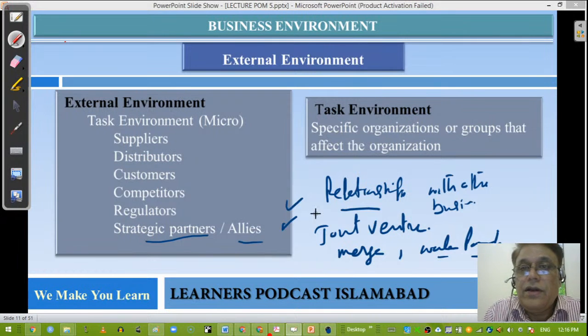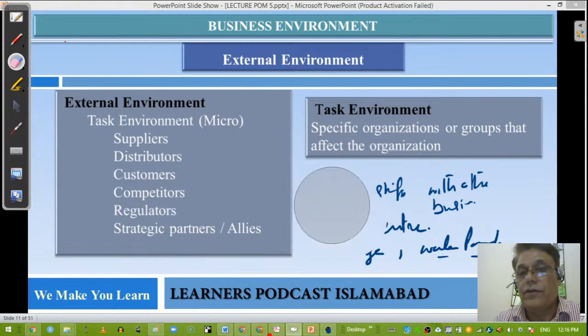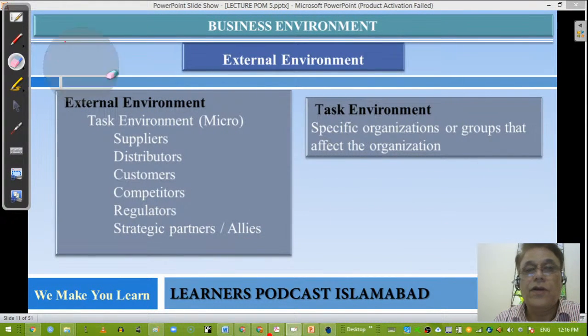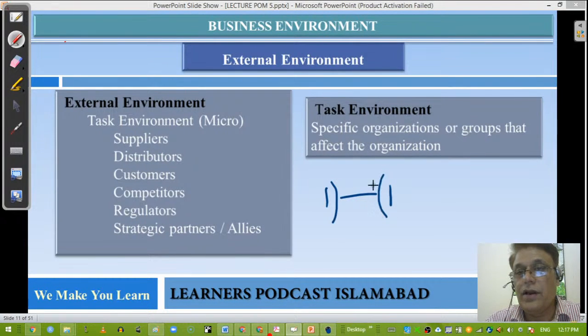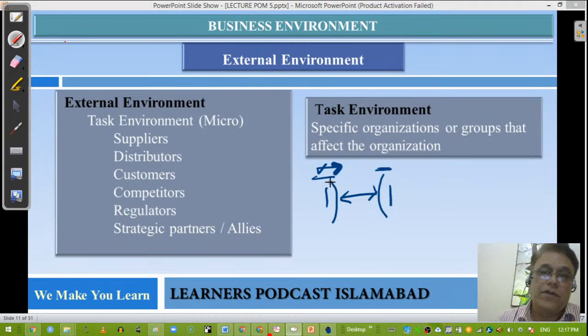So these are the forces that lie in the task environment, and they are directly, specifically dealing with your business. I mean, they have a one-to-one relationship with you, in simple terms. Your business is dealing directly with this business. So whatever you do, you have to take care of their concerns. Whatever they do, they have to take care of your concerns.